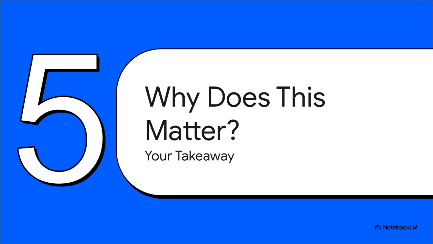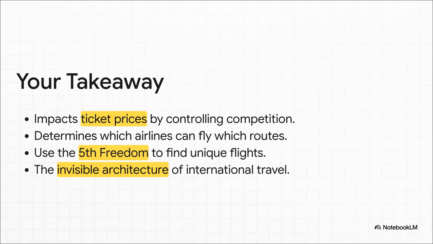Okay. We've thrown a lot of numbers and definitions and history at you. But what does any of this mean for you when you're just trying to book a flight? Why should you care about these invisible rules? Well, here's the bottom line. These freedoms directly control the price and the options you see for your tickets. They define who gets to compete on which routes and who doesn't. They're the reason a direct flight might exist or why it's impossible.